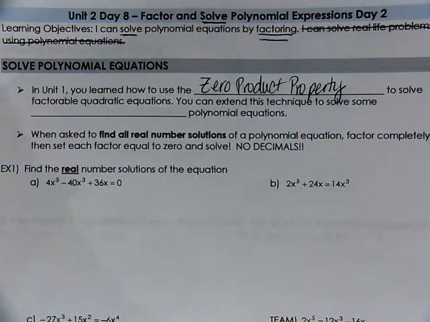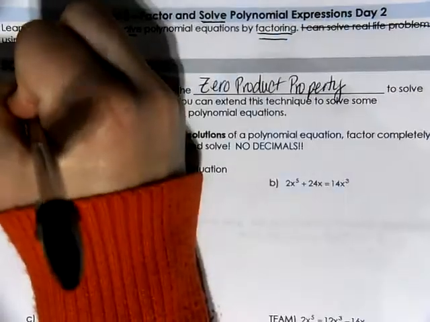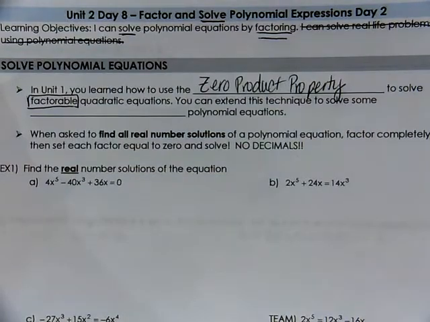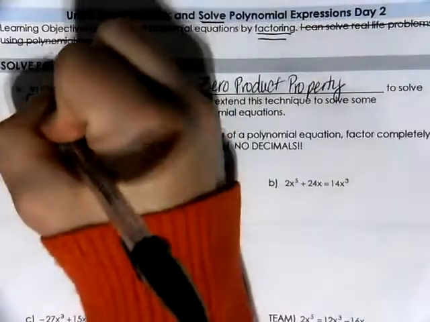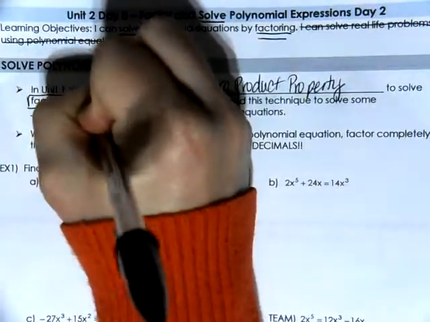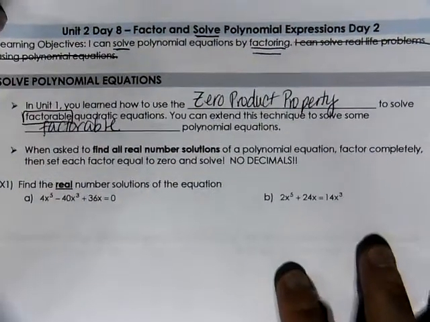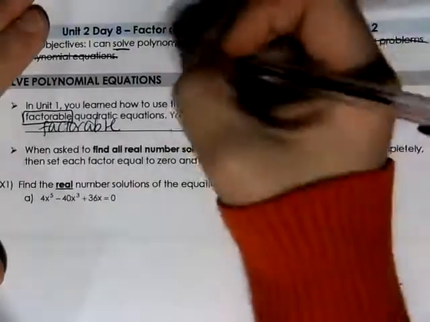So we learned how to use the zero product property to solve factorable quadratic equations. And we can extend this technique to solve some factorable polynomial equations. So the zero product property, I just want to remind you of what that looked like.